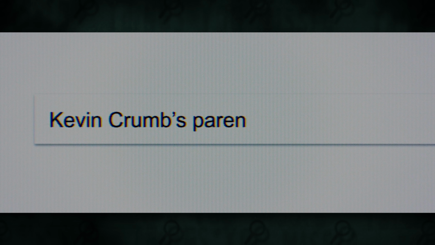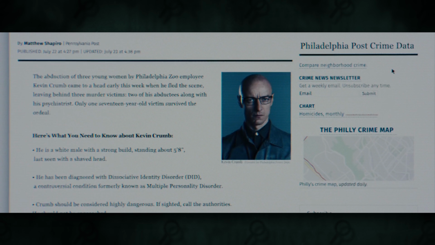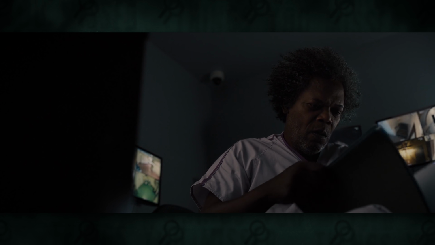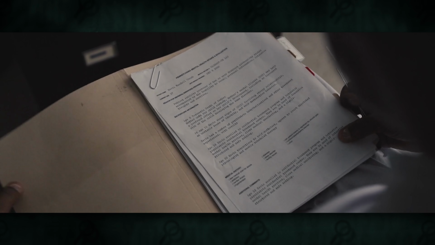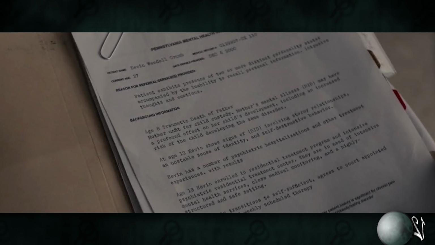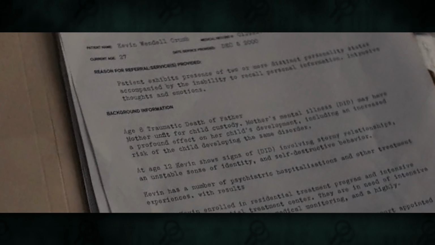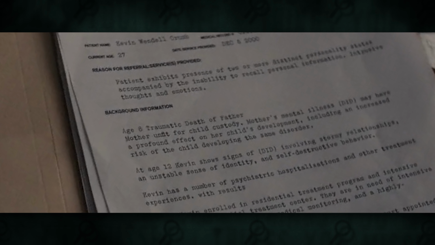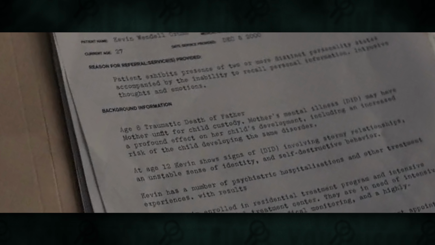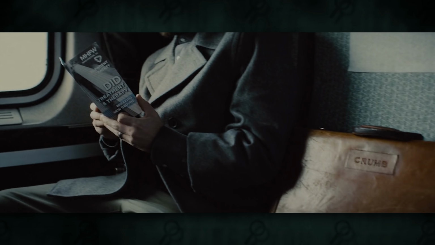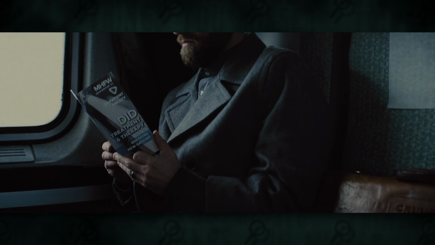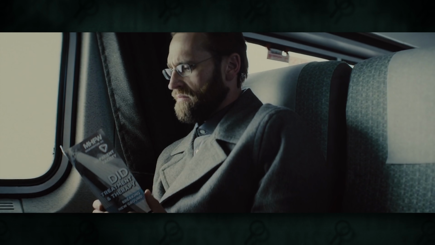Shortly after, Joseph does some research on Kevin Crumb, and the author of one of the articles is Matthew Shapiro, one of the guys who emailed Dr. Fletcher in Split. When Mr. Glass looks at Kevin's file, if you pause, you can discover that Kevin's mother also had DID. It says, "Mother unfit for child custody. Mother's mental illness, DID, may have a profound effect on her child's development, including an increased risk of the child developing the same disorder." So when his father was on Eastrail 177, he was seeking help for his wife at the time, not his son.